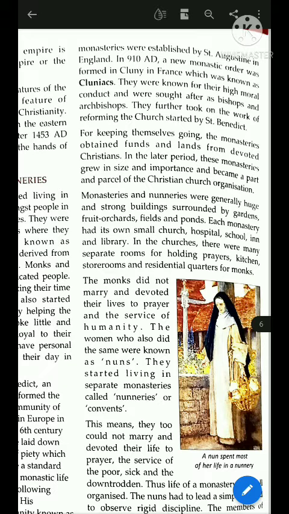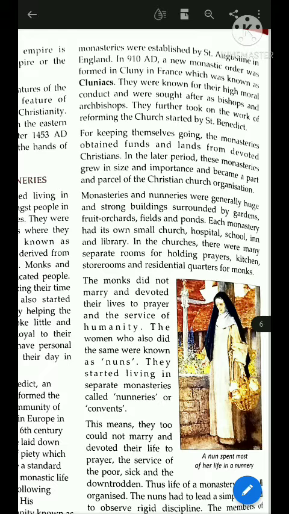Each monastery had its own small church, hospital, school, inn, and library. In the churches there were many separate rooms for holding prayers, and there were kitchens, storerooms, and residential quarters for monks.